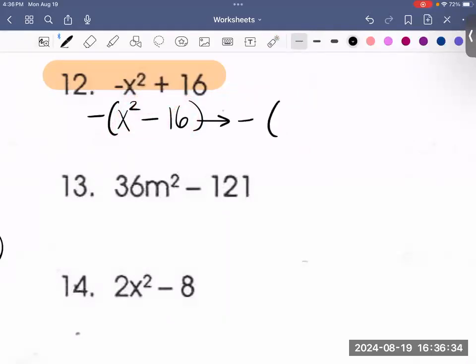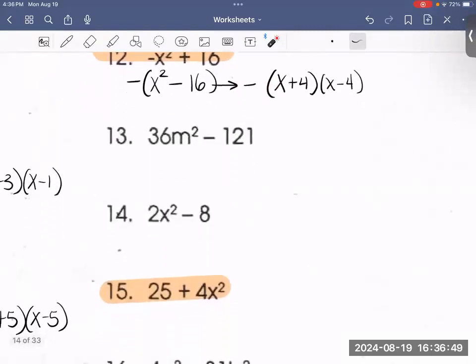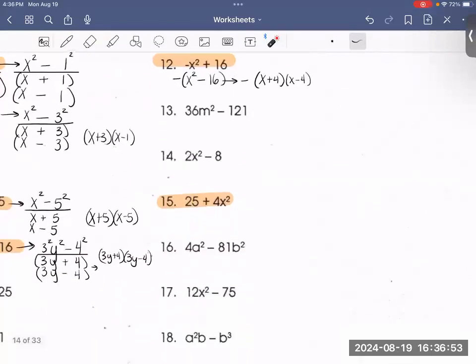So the negative is just going to follow and stay on the outside. So we have x plus 4 and x minus 4, and that negative sign just stays on the outside. Do not put it back in through your parentheses. Let's see.